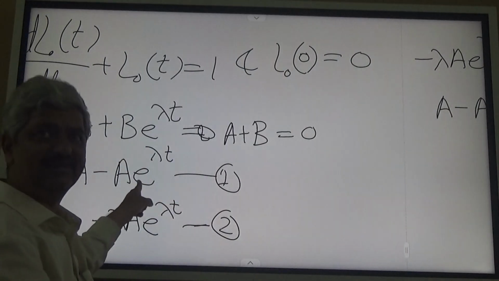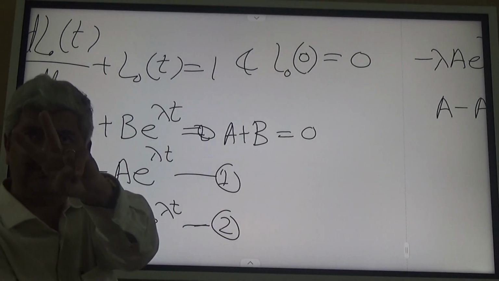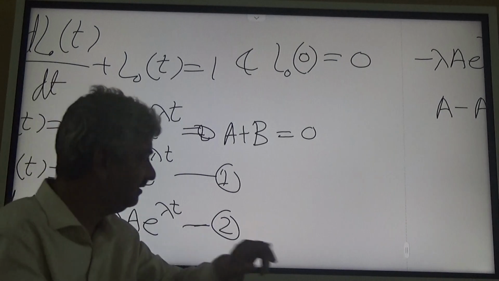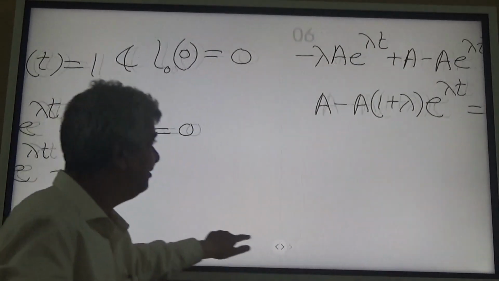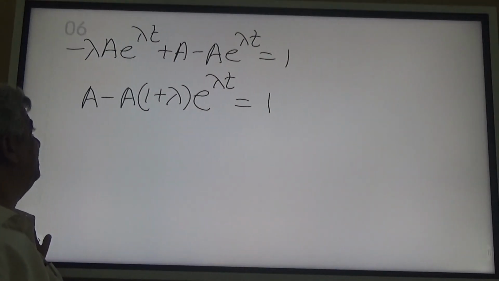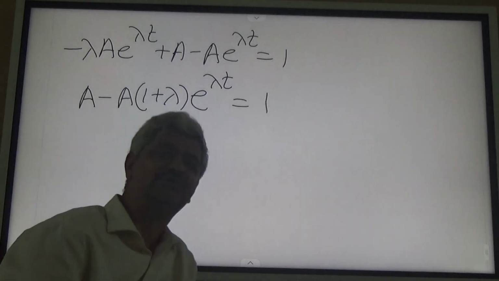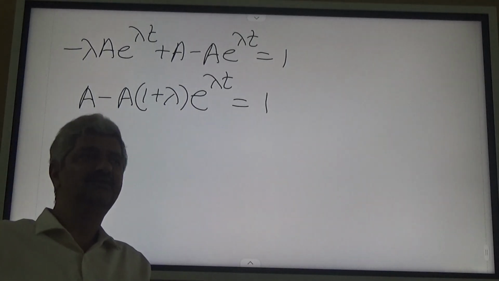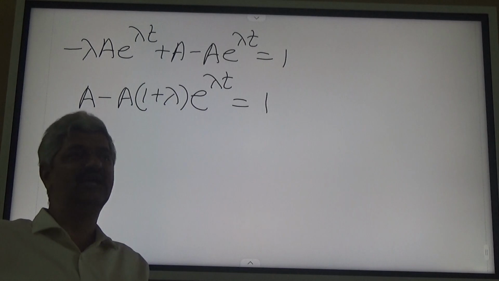A minus a e raised to lambda t, म्हणजे त्यामध्ये a आणि lambda दोन व्हॅल्यू काढायचे. Only two unknowns are there. Now from this how many unknowns are in this equation? Two, a and lambda. How many equations are there?